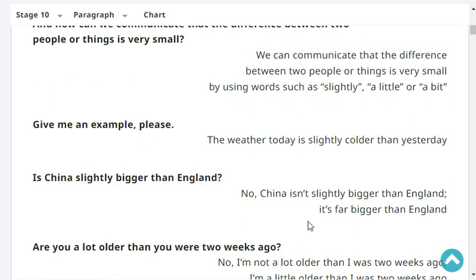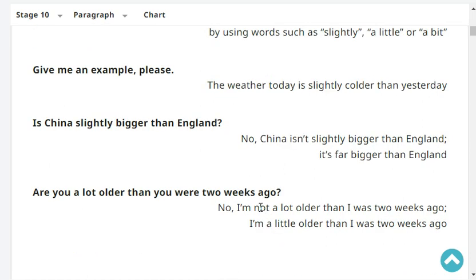The weather today is slightly colder than yesterday. Is China slightly bigger than England? No, China isn't slightly bigger than England. It's far bigger than England.